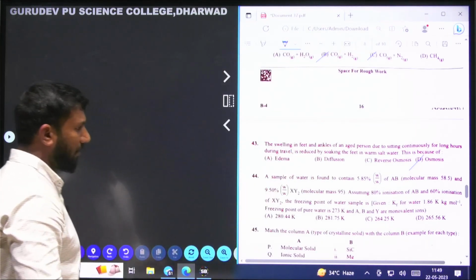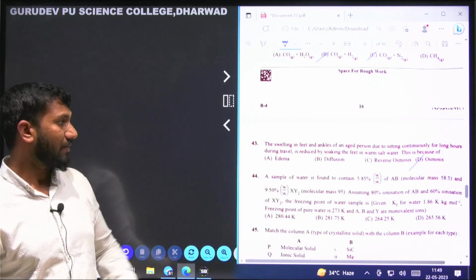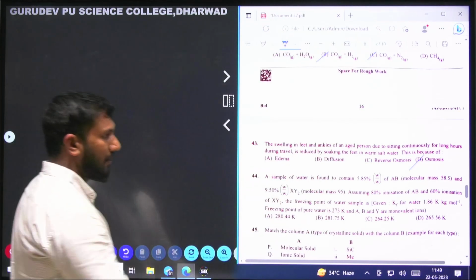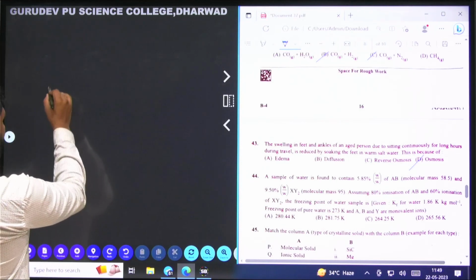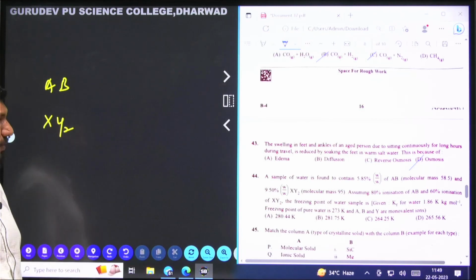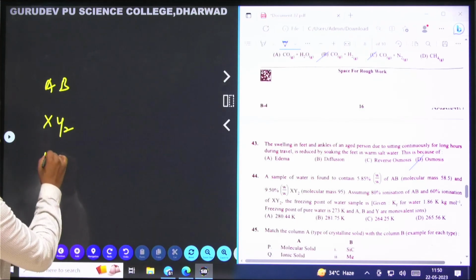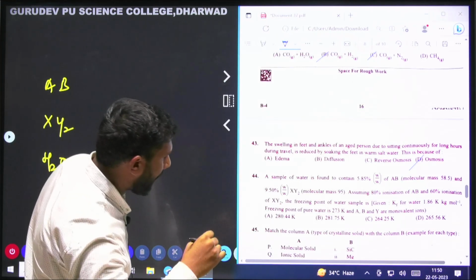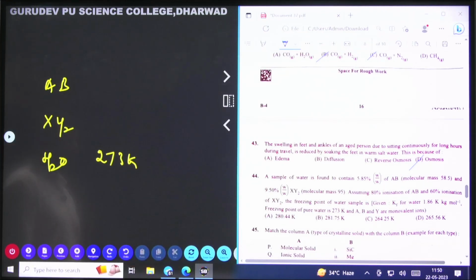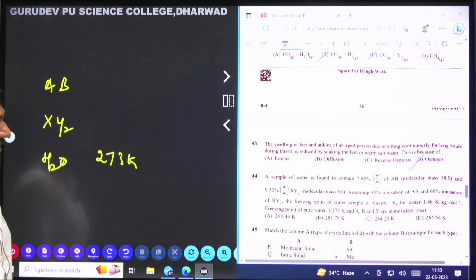Next, I will move on to question number 44. This question belongs to the solutions chapter. Here two solutes are given. One solute is AB and another solute is XY2, and here the solvent is water. The freezing point of pure water is 273 Kelvin.